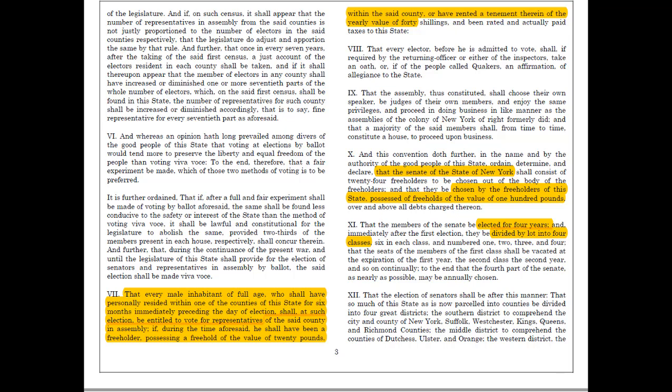Now, this contains some somewhat technical legal language, possessing a freehold or being a freeholder as opposed to renting a tenement. So renting makes perfect sense in our 21st century vocabulary, but the idea of possessing a freehold is a little bit pre-modern. So a freeholder is someone who owns their property outright. That is to say, you own the full title to your land.